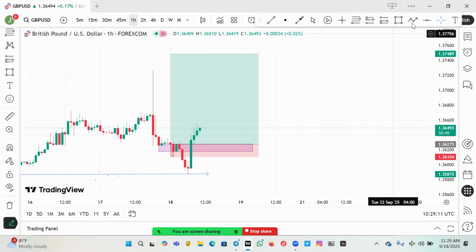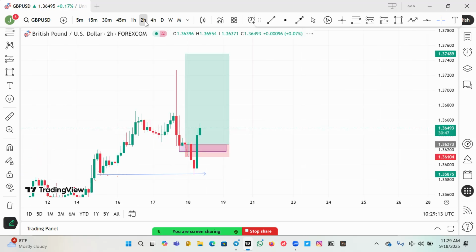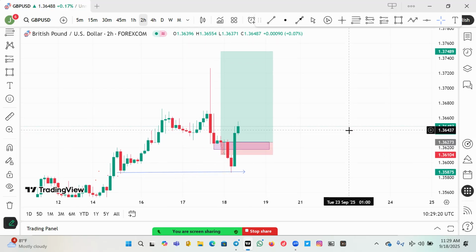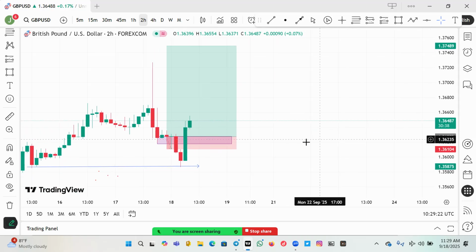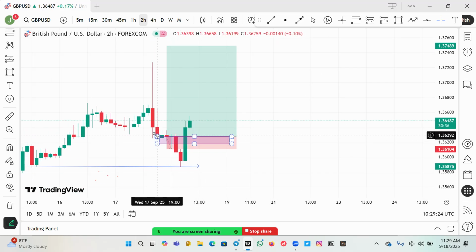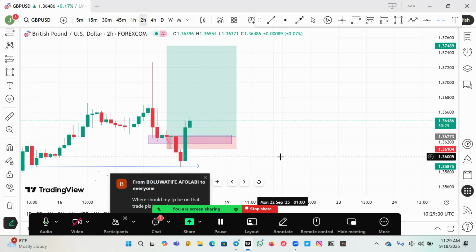Let's check if there's a key level here on 2 hours. Now, if you check 2 hours, you start to see a key level here on 2 hours, but it has not been activated on 2 hours. It has been activated on H1. Look at, there's still a key level here on H2.